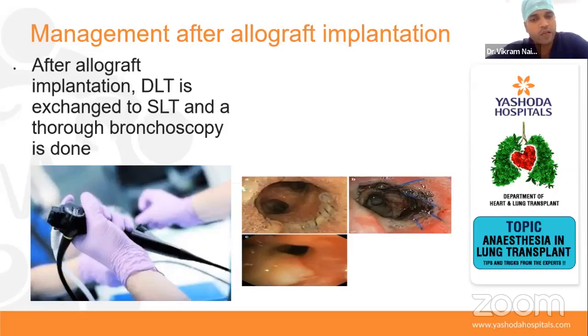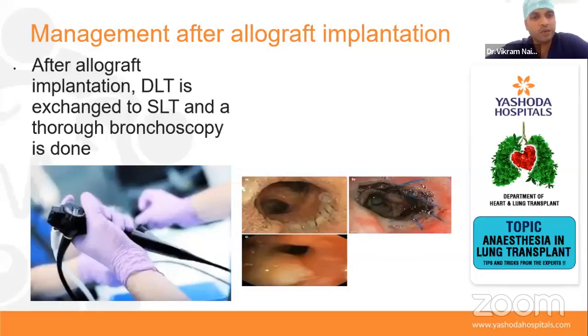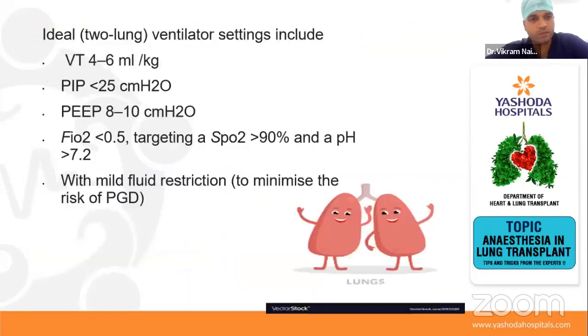Then the left allograft is implanted. Then the DLT is immediately exchanged to a single lumen tube and a thorough bronchoscopy is done. This is a bronchoscopic image showing the bronchial anastomosis on the right-hand side. Once the bronchial anastomosis is visualized, thorough suction of all the secretions and blood has to be done, then we change the DLT to an SLT and the bronchoscopy is done.